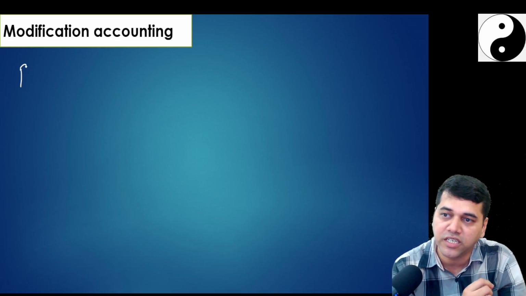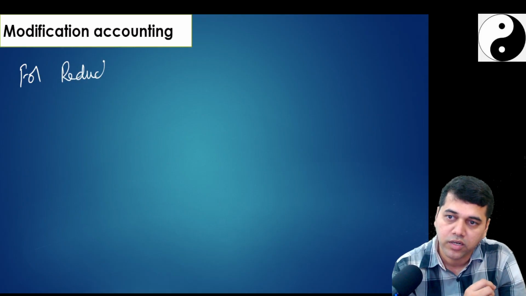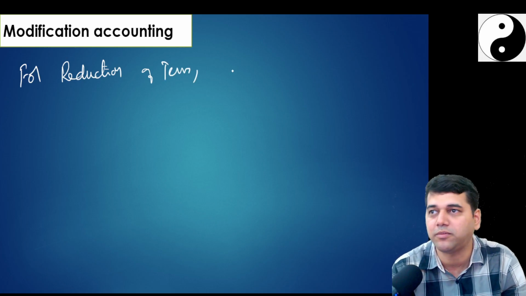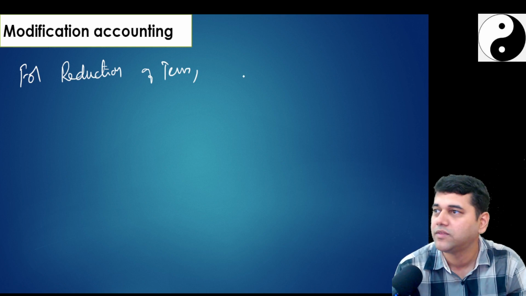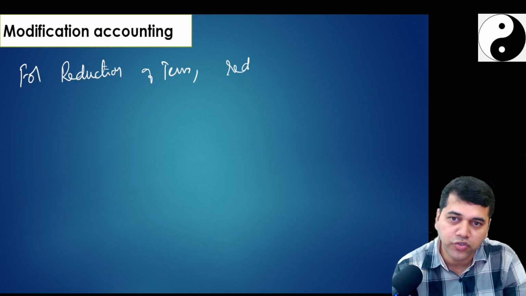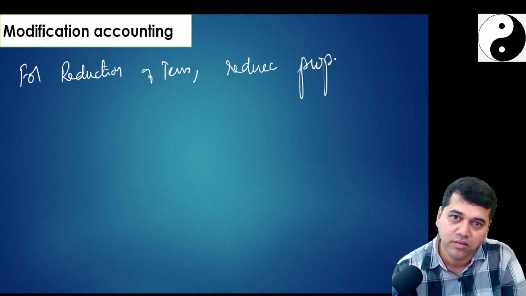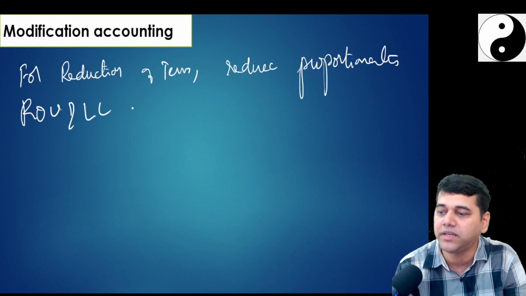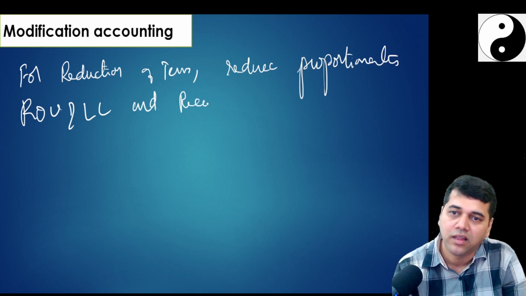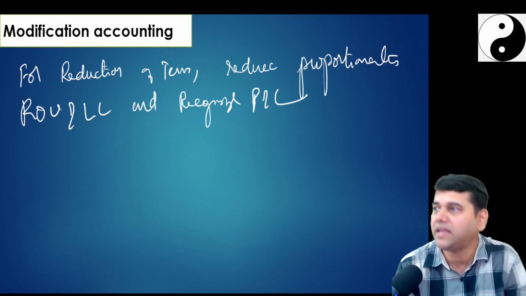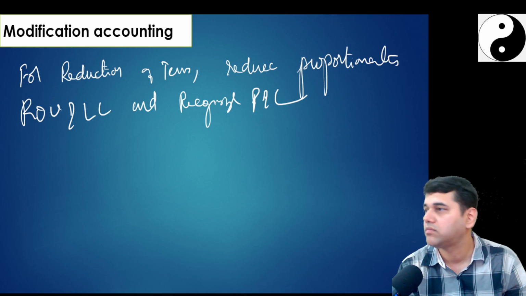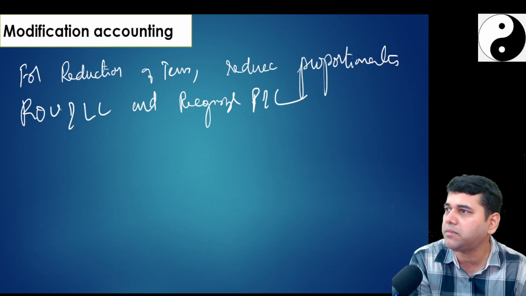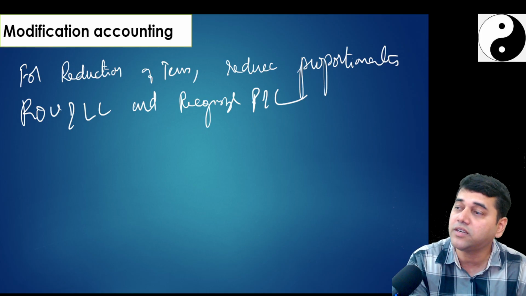So for reduction in the term, what should I do? Can you please explain to me? Reduce proportionately the ROU and lease liability and recognize P and L. Because there was a scope and the consideration. Here there is a quantity and term and the consideration.